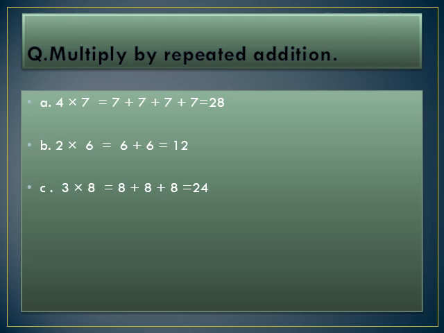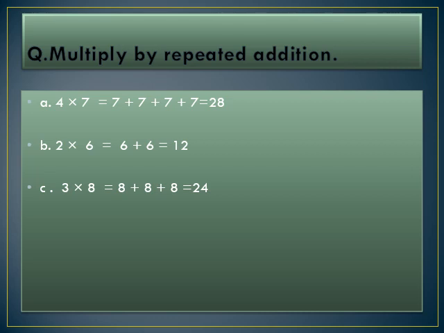Now children, let's do some questions. Question is multiply by repeated addition. A part. Question is 4 into 7. Here 4 into 7 means 4 times 7. So we add 7 4 times. That is 7 plus 7 plus 7 plus 7 is equal to 28.